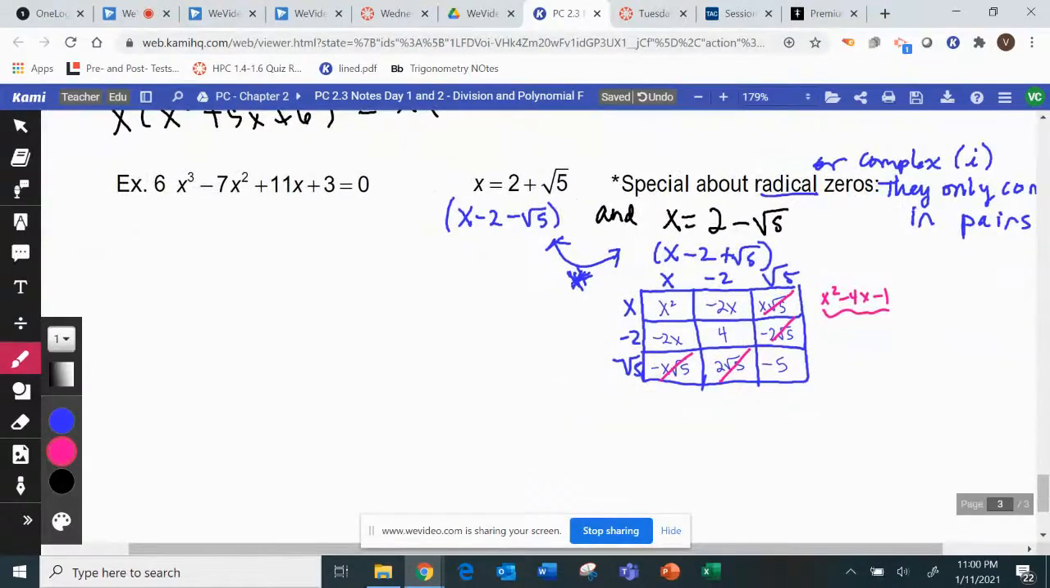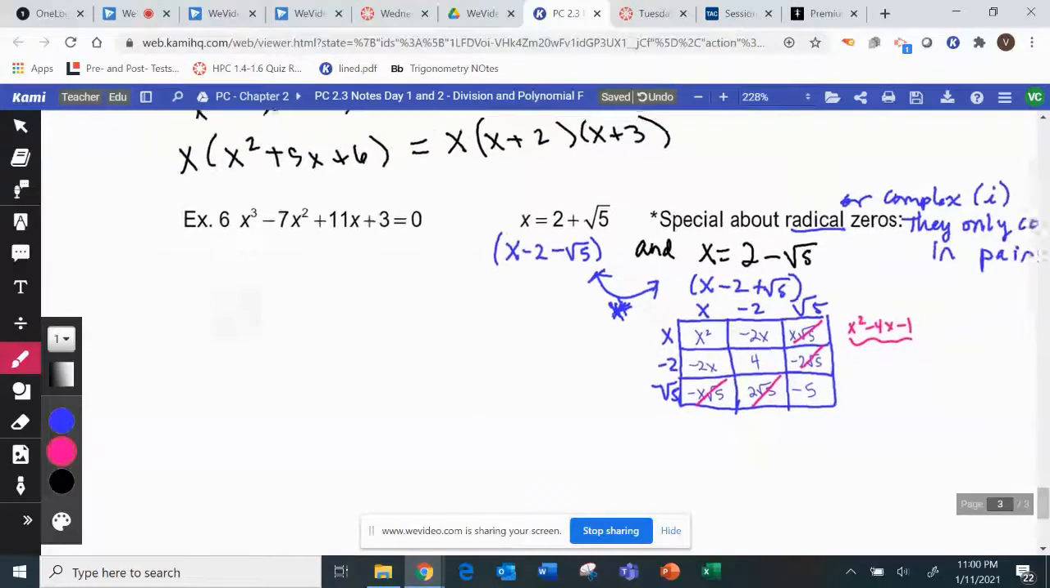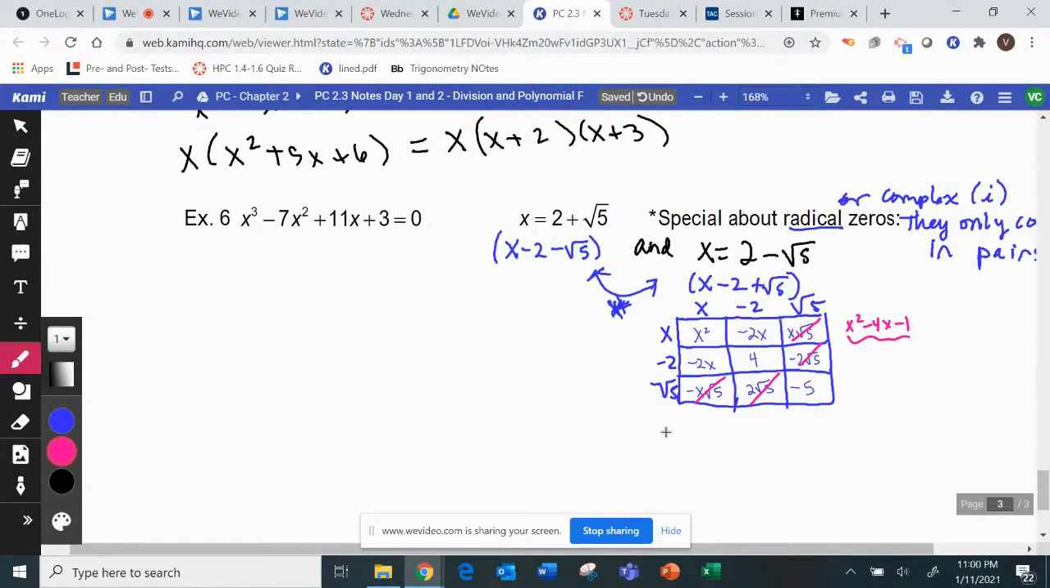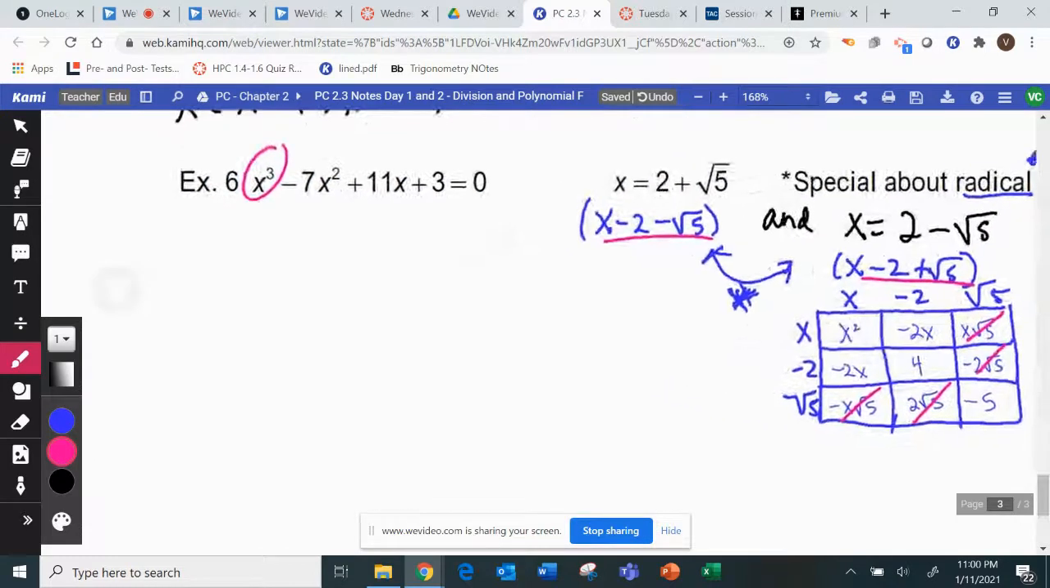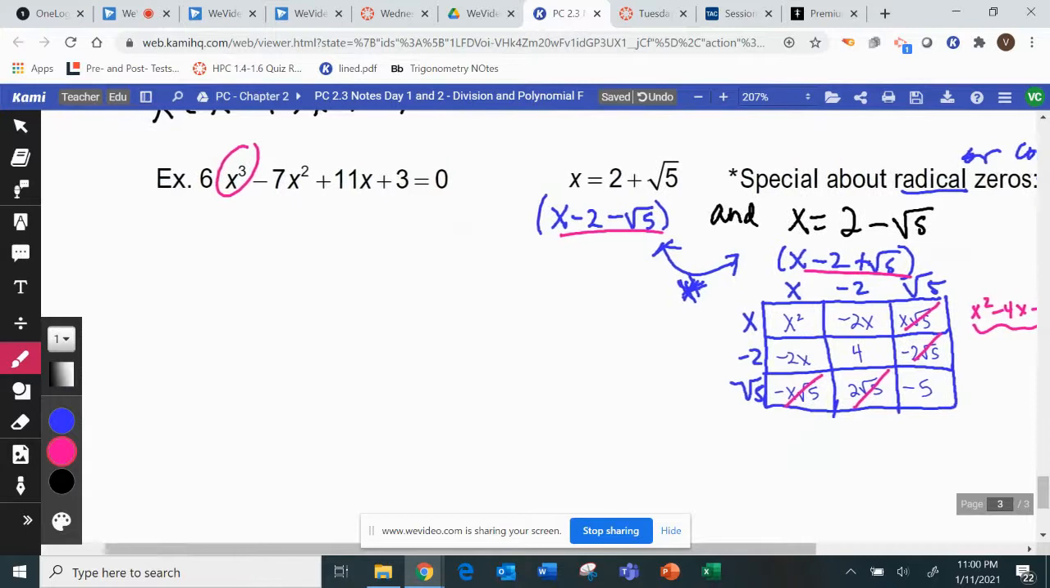So now when I go to divide out, this is going to have to be long division. I'm going to divide out x squared minus 4x minus 1 because that is these two factors multiplied together. And the degree is 3, so I only need one more factor. I'm almost there. This should be a really short long division. So what was it? It was x squared minus 4x minus 1.